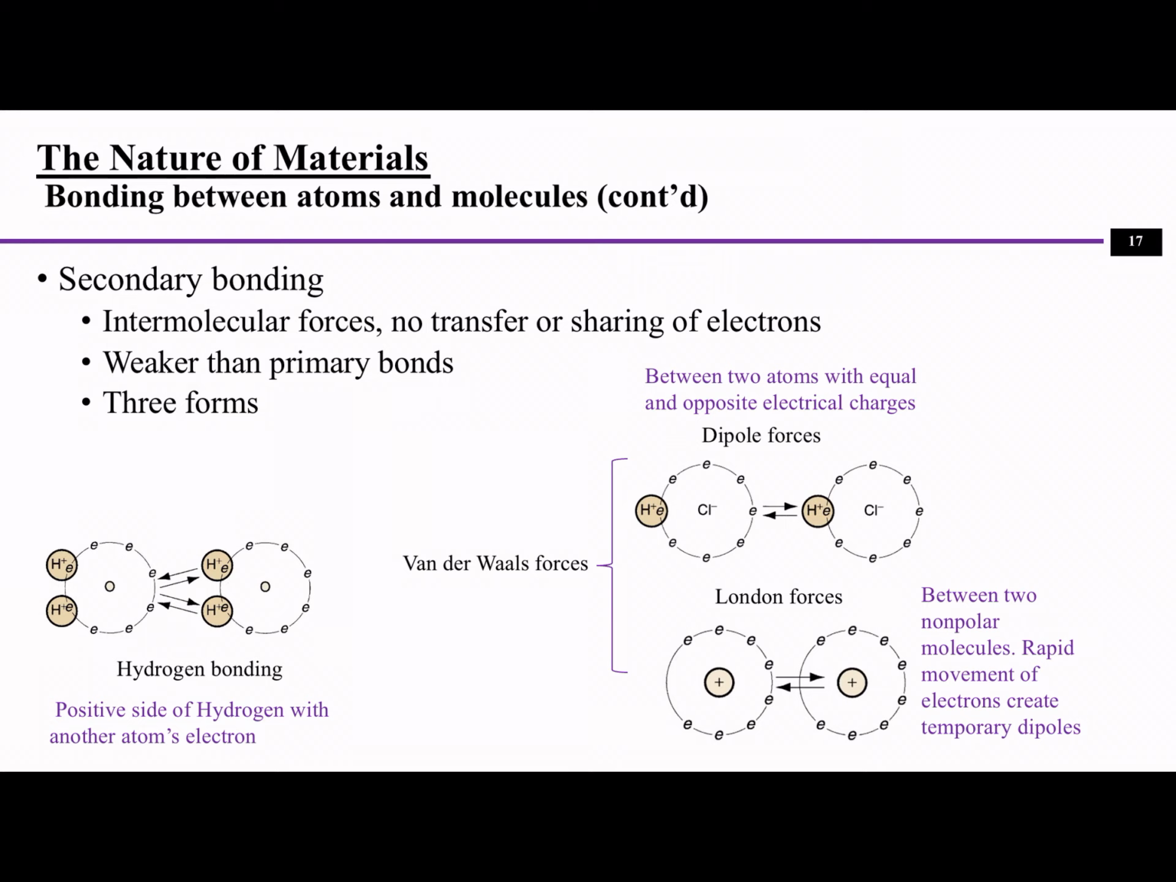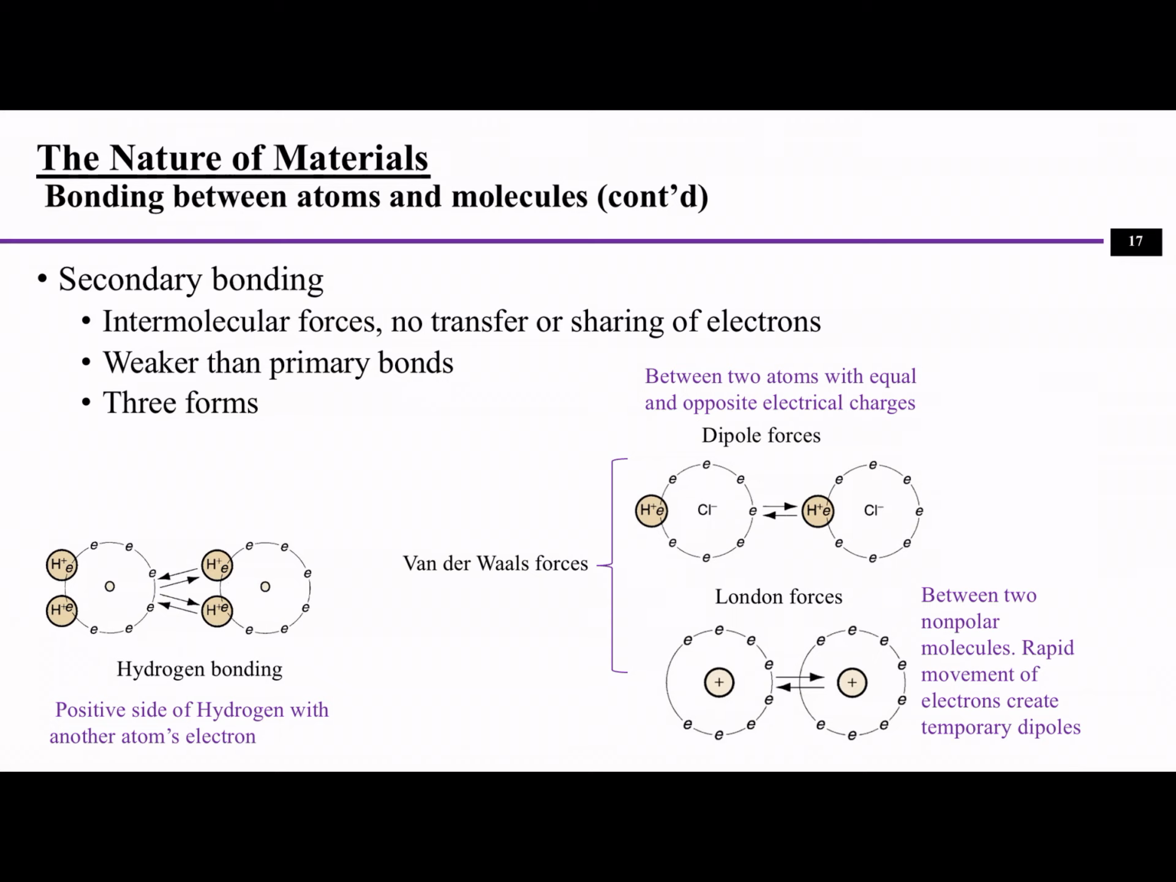Next, let's look at secondary bonding. Secondary bonding mostly deals with intermolecular relations. Primary bonding is within the molecule, while secondary bonding deals with intermolecular forces. There's no transfer or sharing of electrons. It's more like gravity, right? Something like gravity. Secondary bondings are a little bit weaker, actually a lot weaker than primary bonds, and there are different forms of secondary bonding.